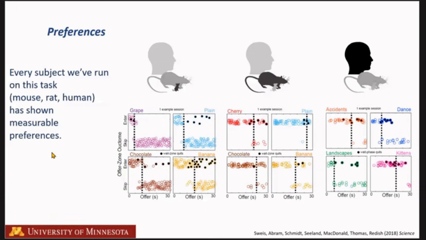This rat likes everything, but likes plain the best. This human likes kitten videos and accident fail videos where people fall off roofs and things like that. They hate the landscapes. Everybody has revealed preferences. And actually, coming to Jay's question earlier about surveys, human preferences match both their verbal ordering of which ones they like and their ratings of the videos themselves, and their ranking of the videos. So all of that tends to match, turns out.